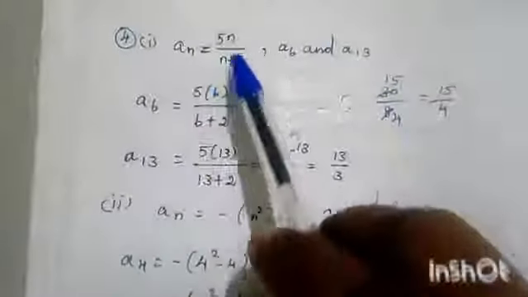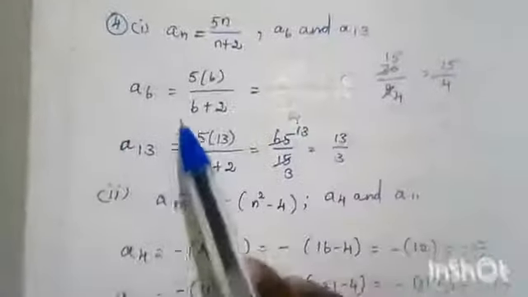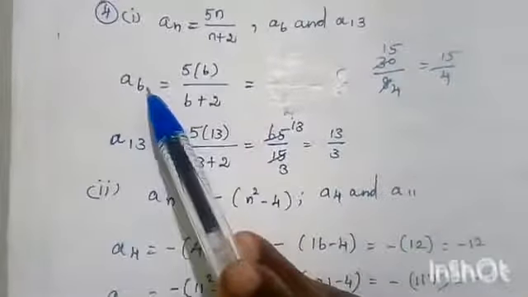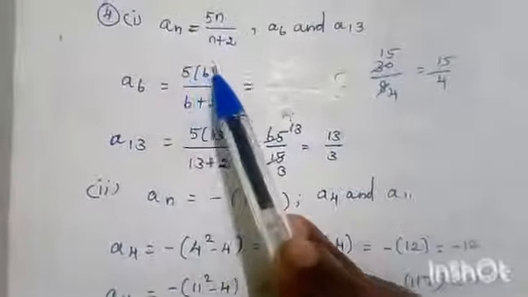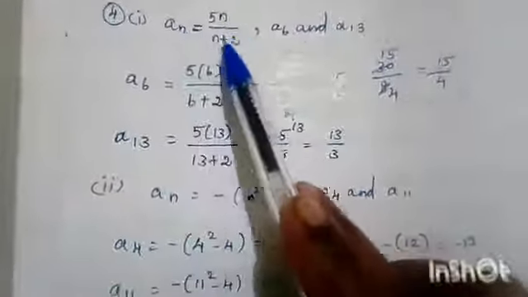First, you write a_n equal to 5n by n plus 2. We want to find a6 and a13. For a6, we have to substitute the value, n value is 6. So 5 into 6 by 6 plus 2.